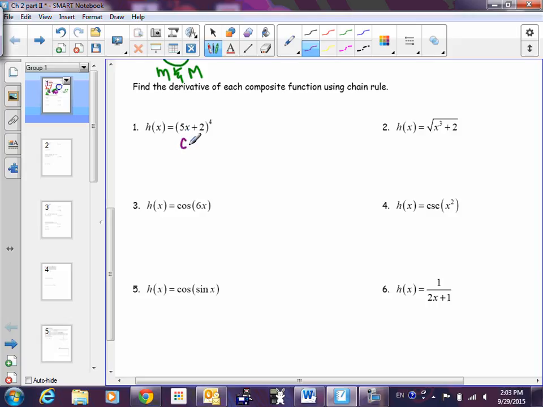5x plus 2. That's the chocolate. So I want you to circle it, and I'm color coding. If that helps you, do that. If not, that's okay too. So that leaves the 4th power as the shell. Okay, the chocolate is the inner function, the shell is the outer function, just like in an M&M.